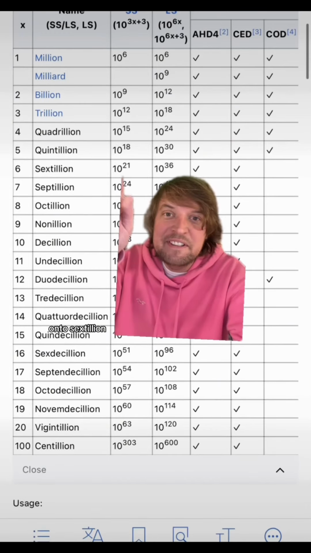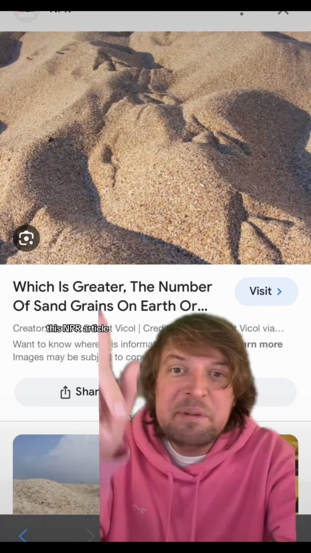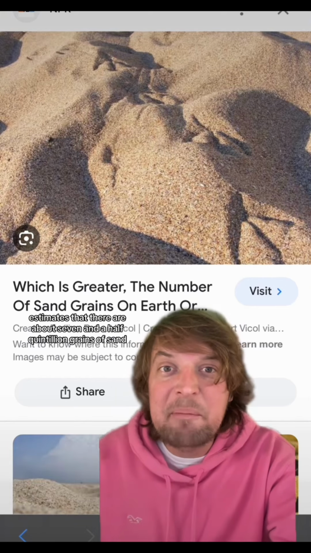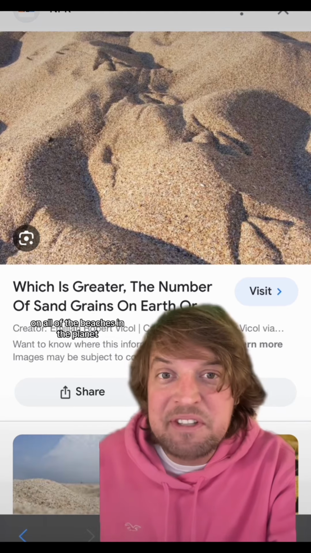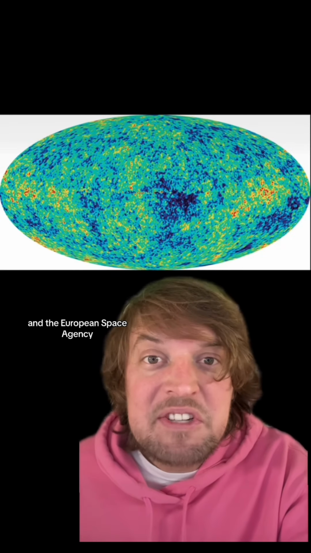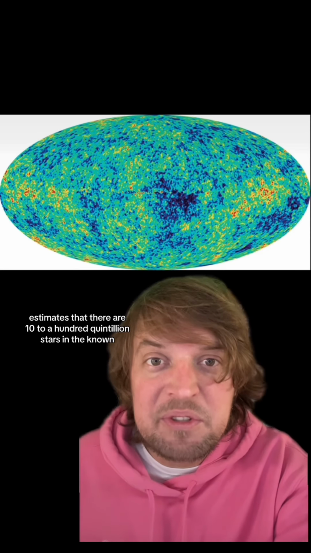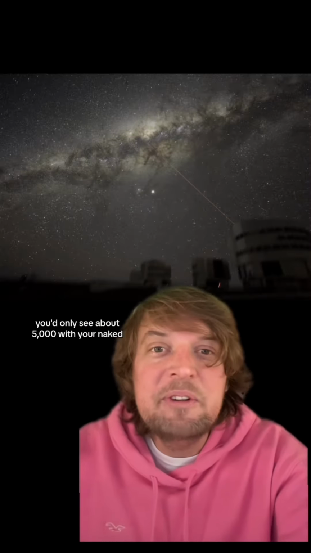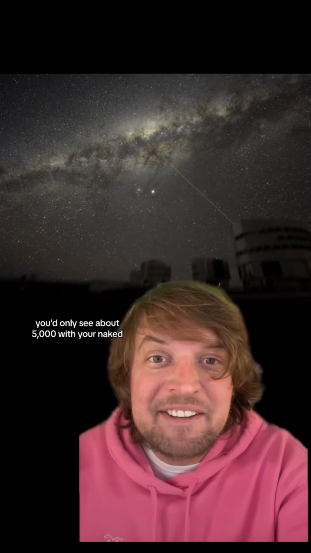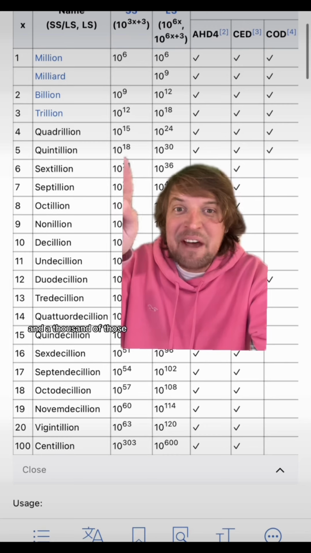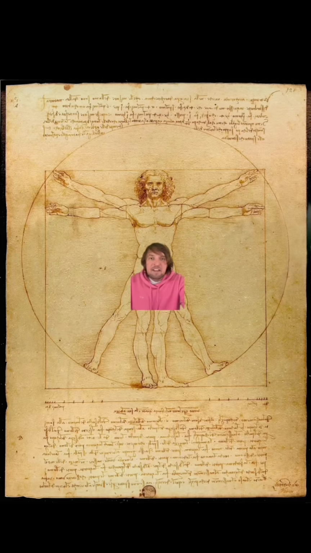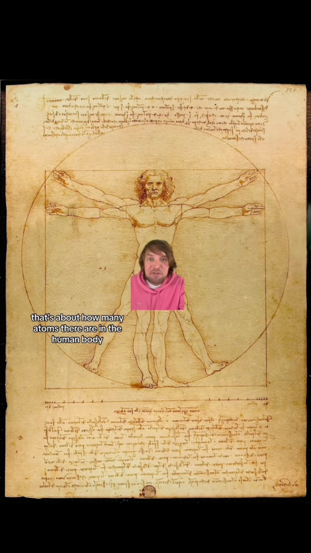On to sextillion, 1,000 quintillions. This NPR article estimates that there are about 7.5 quintillion grains of sand on all of the beaches on the planet. And the European Space Agency estimates that there are 10 to 100 quintillion stars in the known observable universe. You can only see about 5,000 with your naked, dirty eyes, though. 1,000 sextillions, you got a septillion, and 1,000 of those, you got an octillion. And that's about how many atoms there are in the human body.